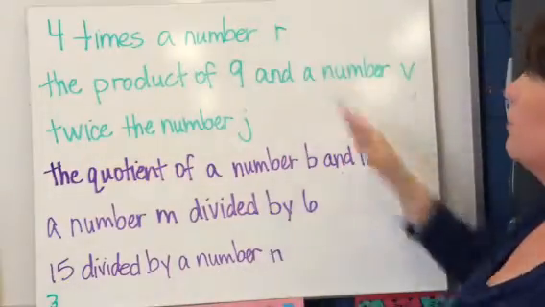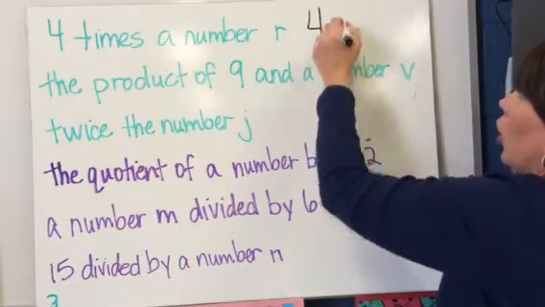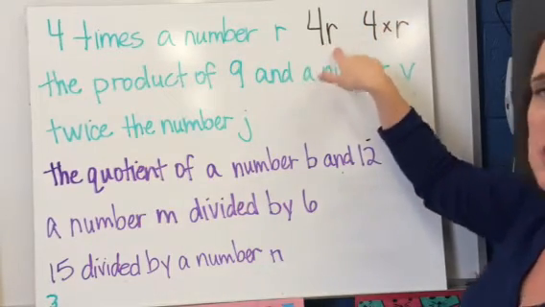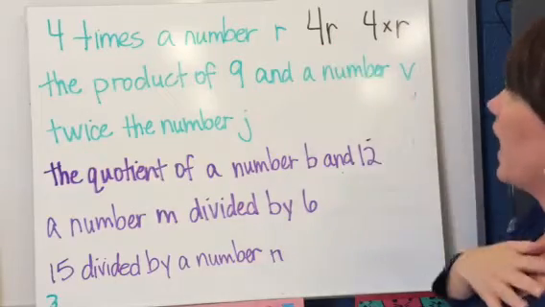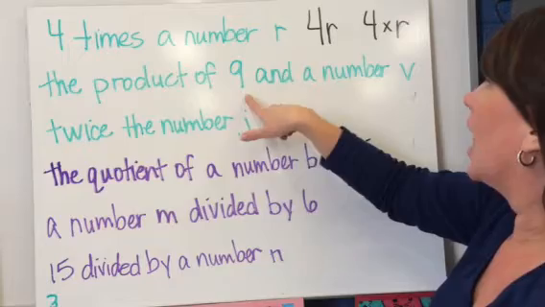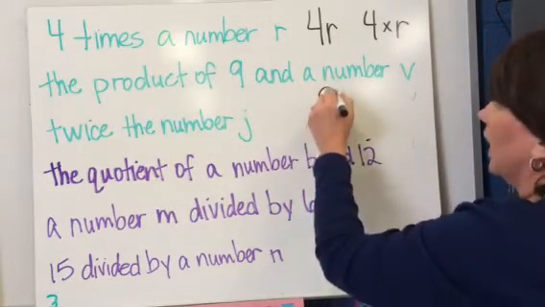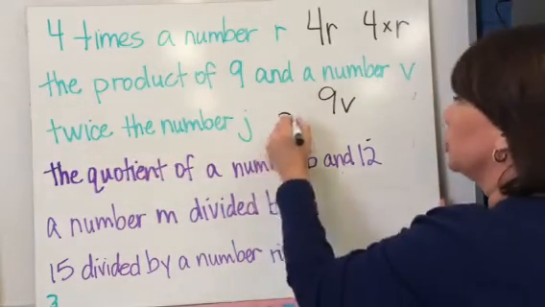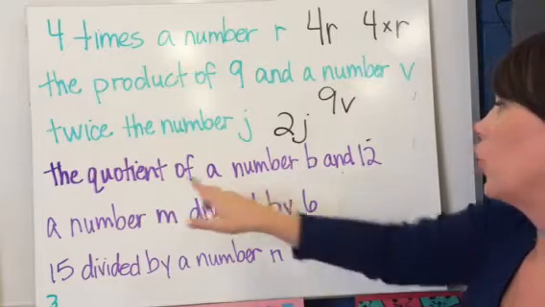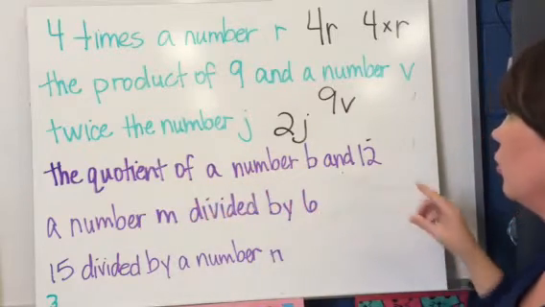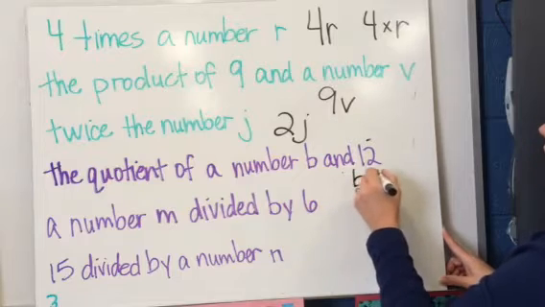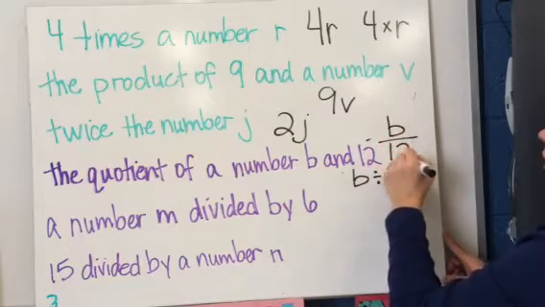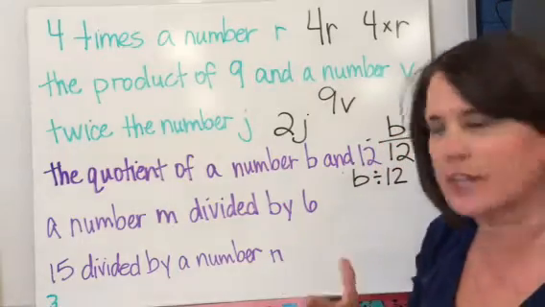Okay, 4 times a number r means 4 times r. Now, we don't really write 4 times r like this anymore. We just write it next to the variable, and that's okay. In fact, I want you to get in the habit of writing it that way. The product of 9 and a number v, we're doing 9 times v, or 9v. Twice the number j means 2 times j. The quotient of a number b and 12 means I'm doing b divided by 12, which I might also write as b over 12. You kind of have to be careful when you use the variable b because you don't want it to look like a 6.